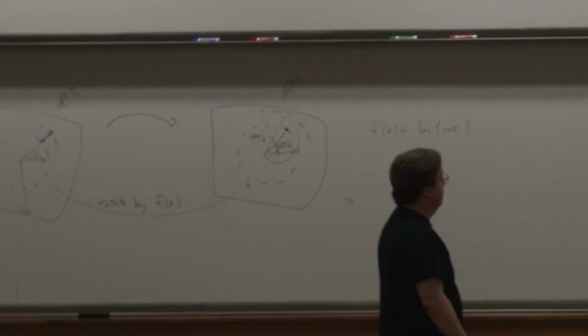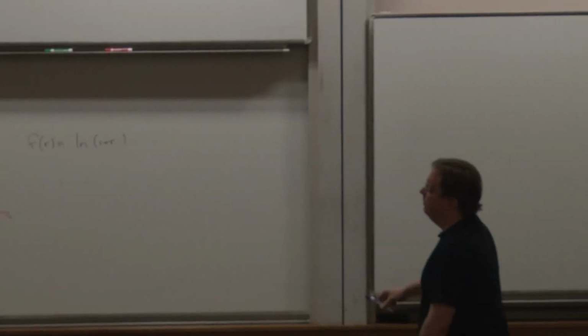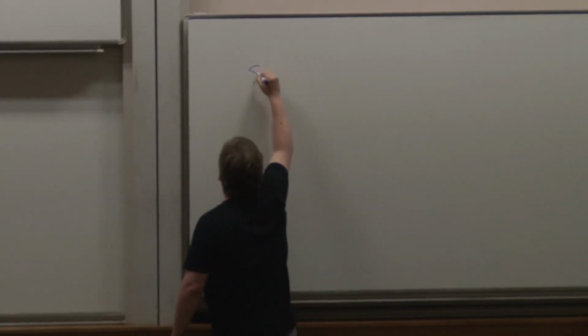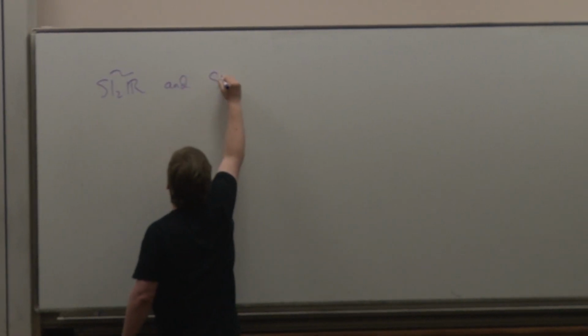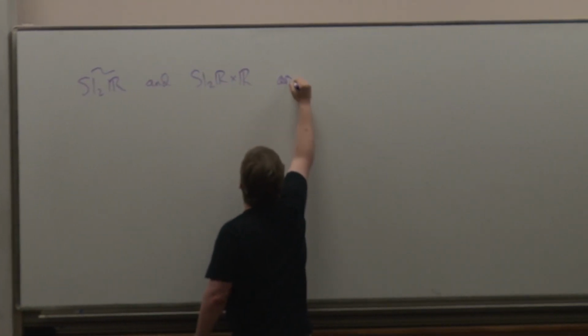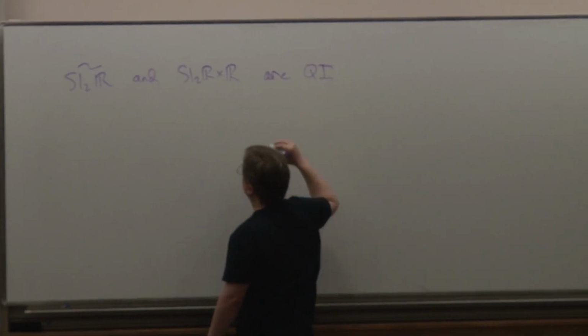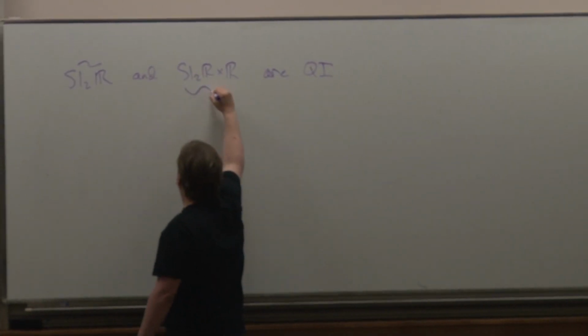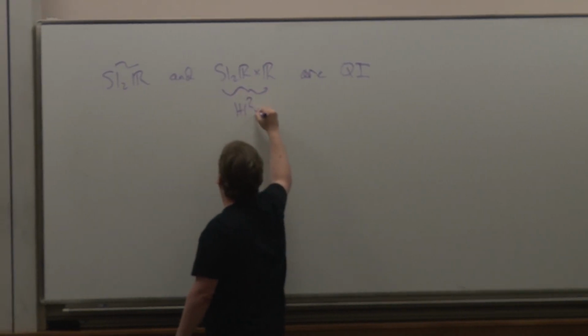But in fact, to eliminate some of our geometries up there from the beginning, SL2R tilde and SL2R cross R are quasi-isometric. Just to remind you, this one you generally think of as being a hyperbolic plane cross R.